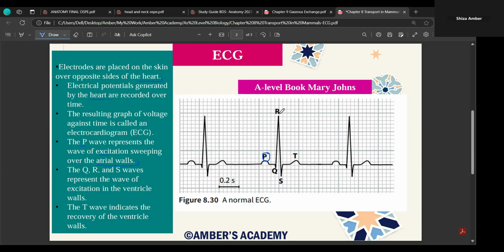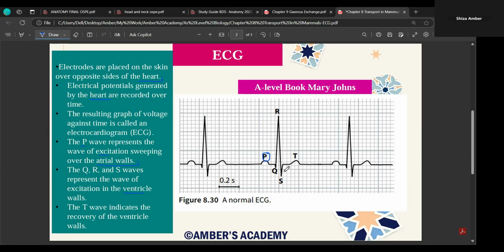Then we have the other longer elevation, which is QRS. We call it the QRS complex as well, so do not worry if they give you QRS complex. It's the same thing. The QRS waves represent the wave of excitation in the ventricle walls. Since the pressure in your ventricles is higher compared to the atria, the elevation in the graph is quite a bit larger than the elevation for the atrial systole. This is exactly why the wave of excitation for ventricle systole is much higher.